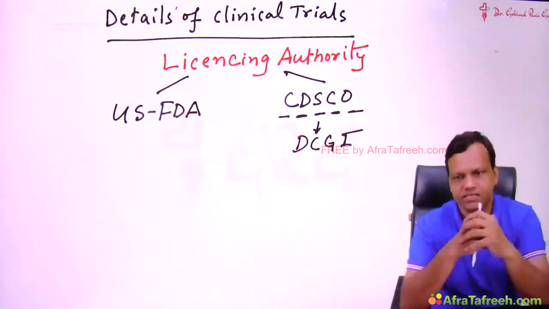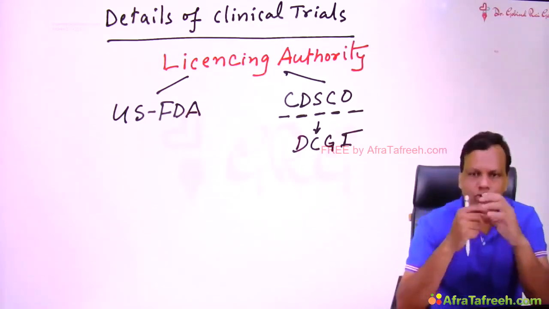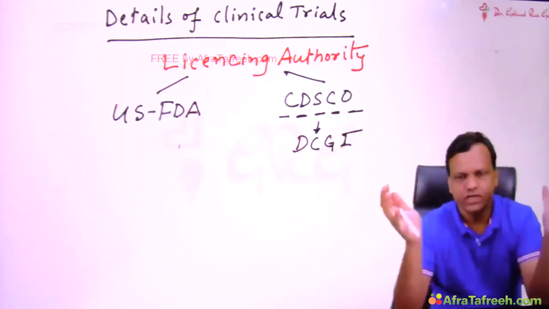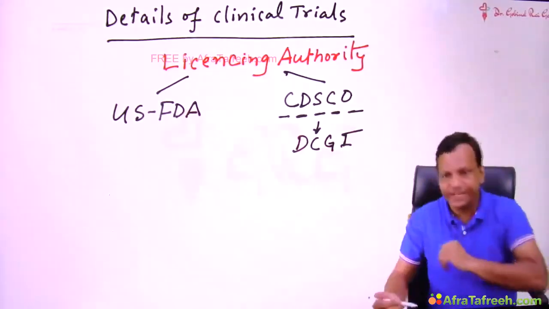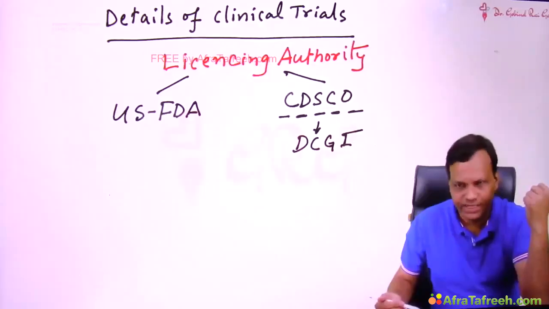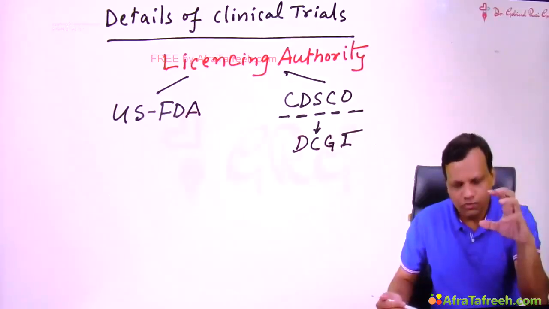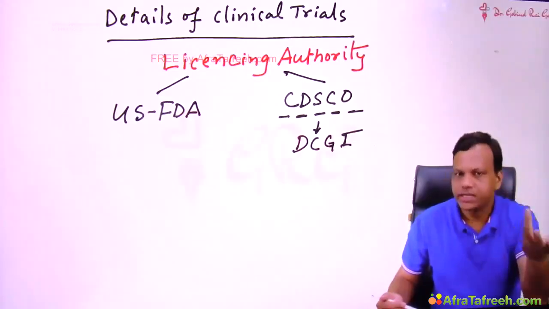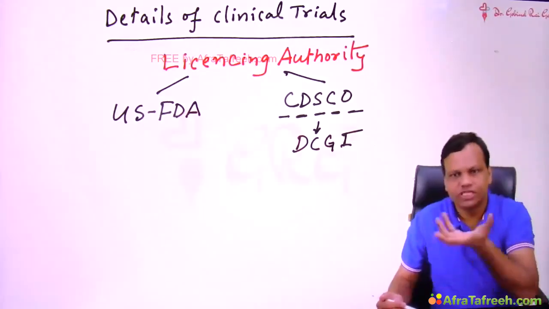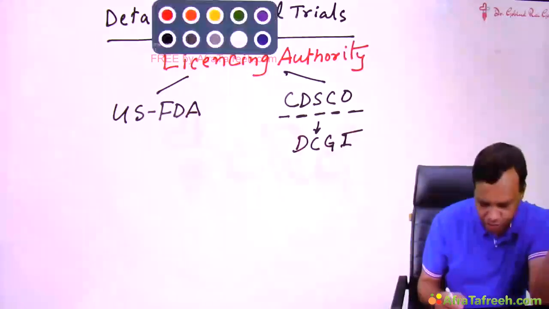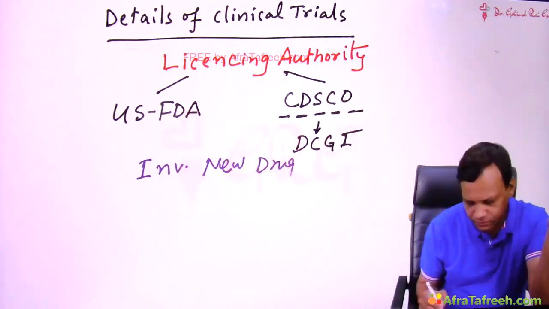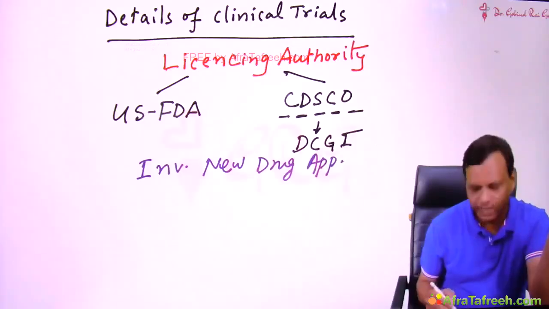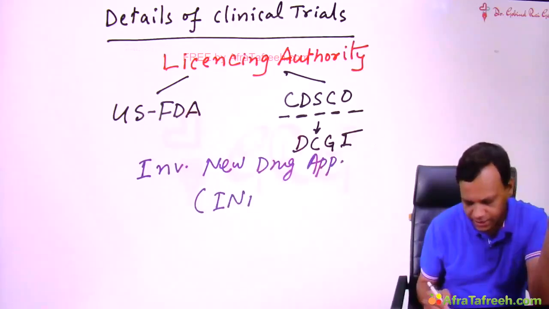So these are the licensing authorities. When we want approval of some drug for the whole world, then we need the permission of FDA. Whereas if we want to use the drug only in India, we need the approval of DCGI. Clear? Now, whenever we want to start the clinical trial, we need the permission of these authorities, and we will write an application to them, which is known as investigational new drug application, also known as INDA.